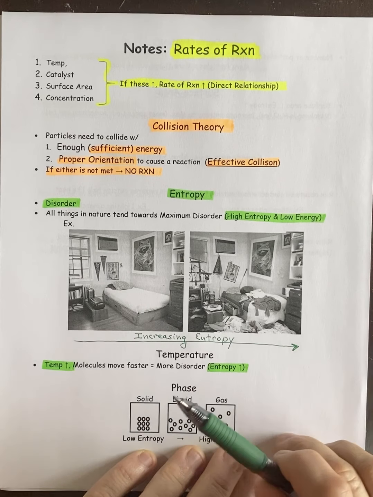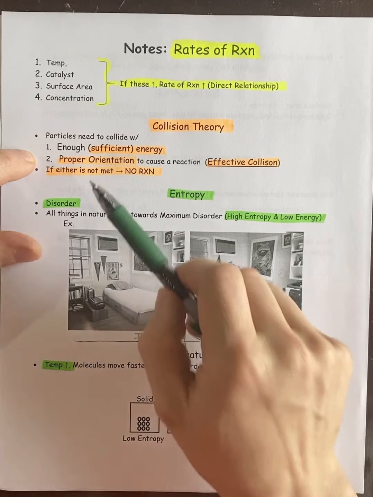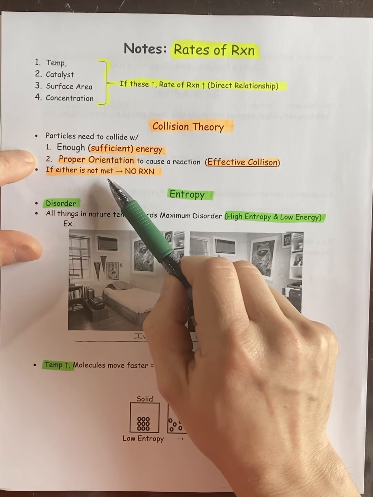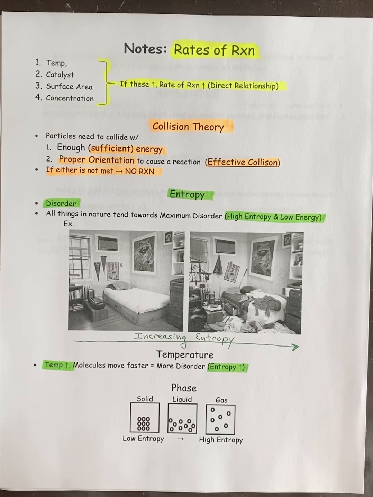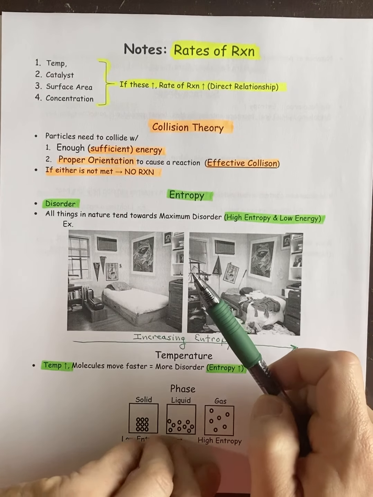So that is collision theory. So there are two very important things. If you don't have either one of these two things, no chemical reaction will occur. So the things that will increase a chemical reaction, the last thing we have to look at is entropy. Entropy is known as disorder in chemistry.